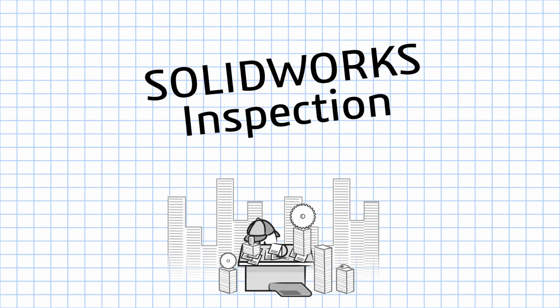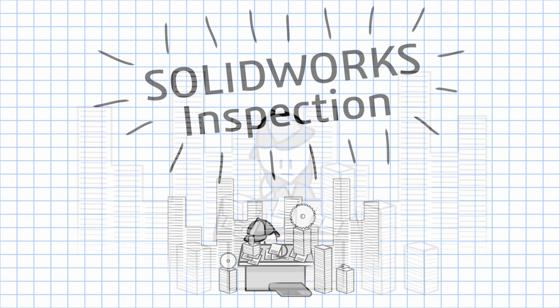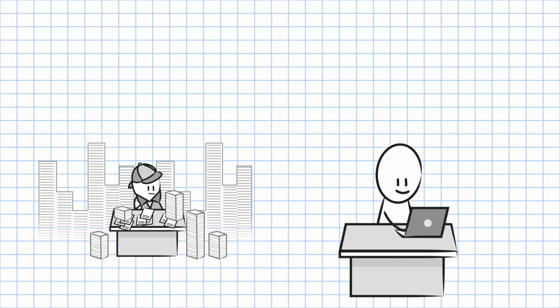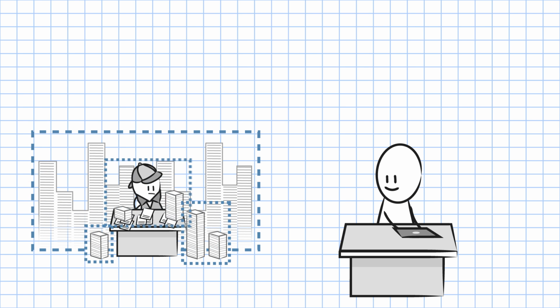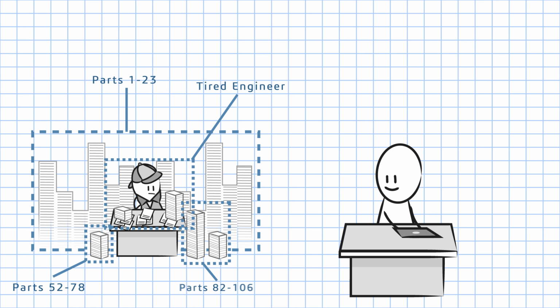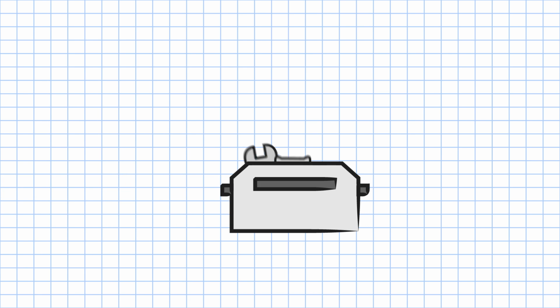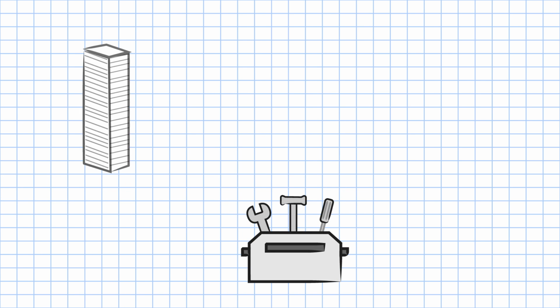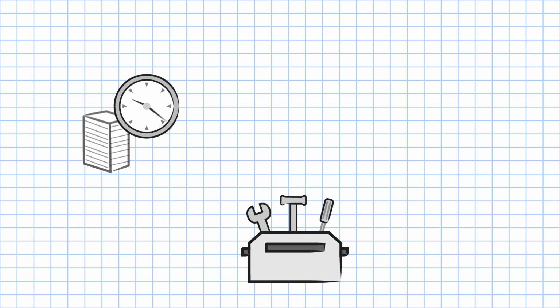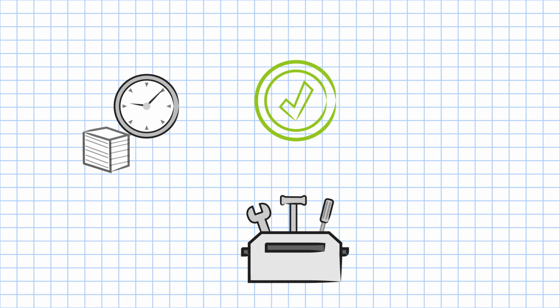Enter SOLIDWORKS Inspection. In addition to minimizing the time to record inspection measurements, SOLIDWORKS Inspection automates the creation of ballooned inspection drawings and industry standard inspection reports. With easy-to-use tools, SOLIDWORKS Inspection reduces the time to create inspection documents by up to 90%, eliminates errors and inconsistencies, and gives you quick return on your investment.